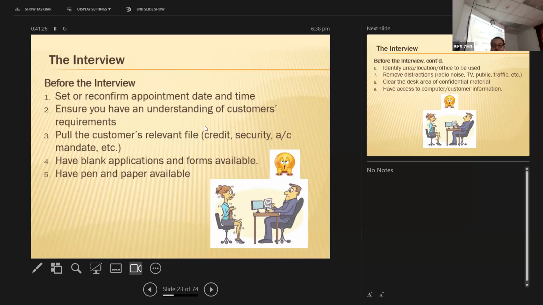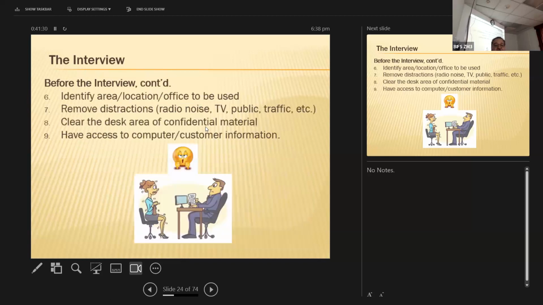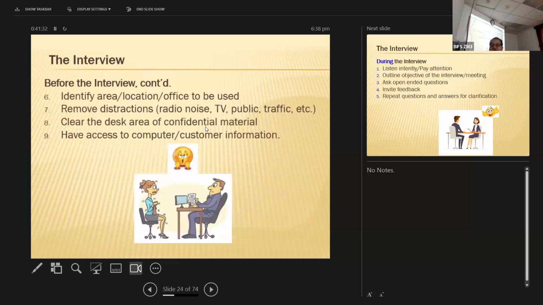No? Okay, so let's look at the last 4 before the interview. The next screen, identify the area, location, or office to be used. Most banks or financial institutions now have done away with offices for individuals, and so there are a lot of open cubicles, and they'll have separate little smaller offices, interview rooms, whatever it is.